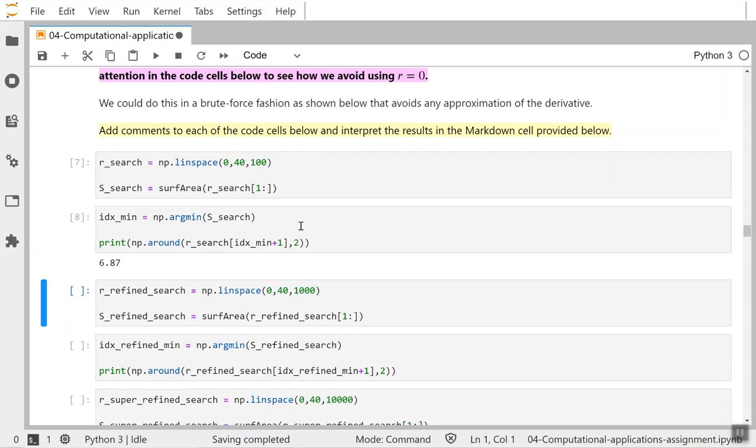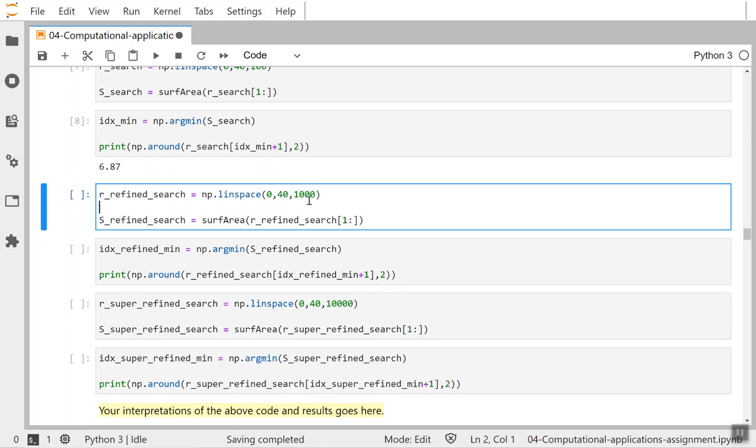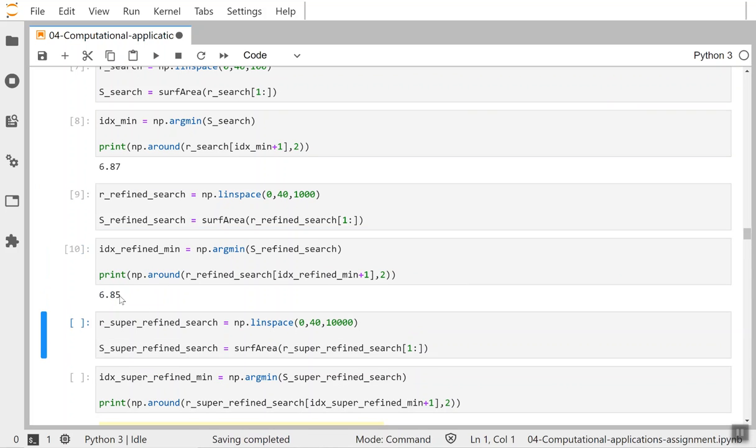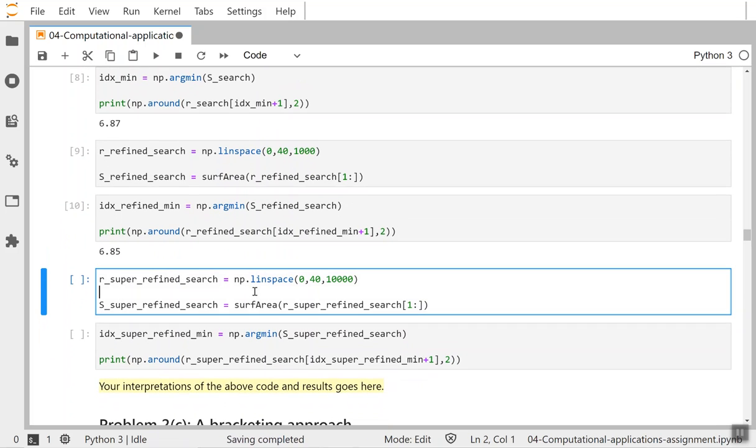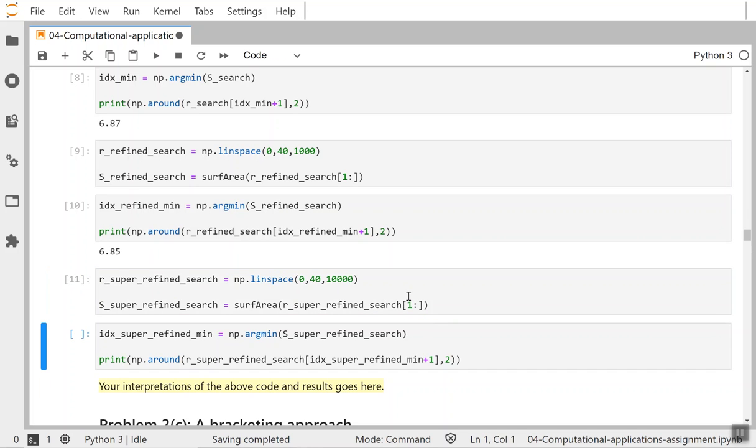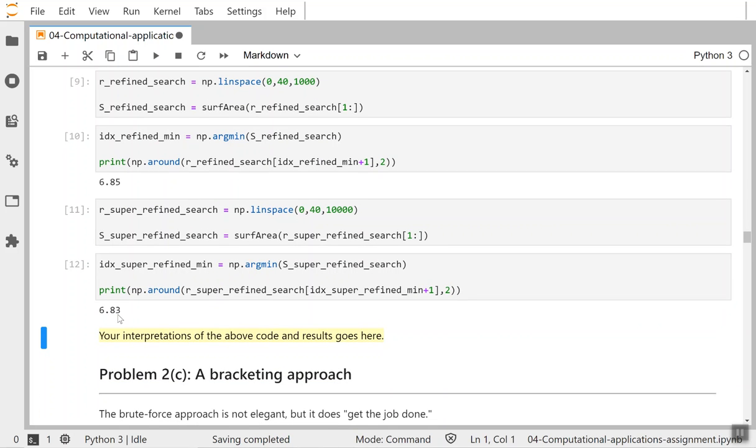So you can run that here, and you see 6.87 is what we approximately get when we evaluated at what is amounting to 99 points here because of how we sliced. If we used 1,000 points and repeated this process, we get 6.85. If we use 10,000 points, which means we evaluate the surface area at 9,999 because of our index slicing, and then we repeat, we finally get 6.83, which is what we know to be the answer because I've given that to you at the beginning of this problem.